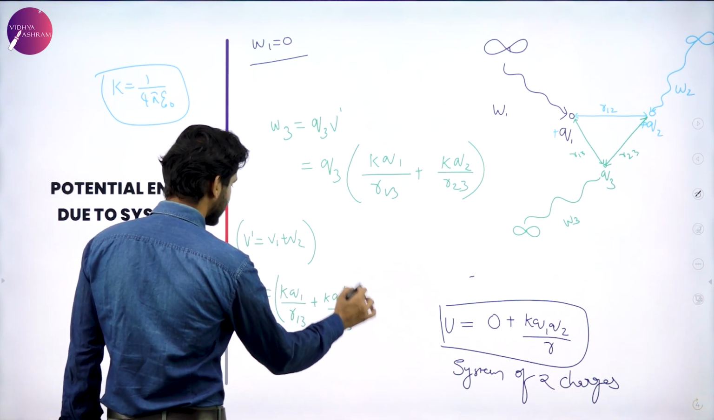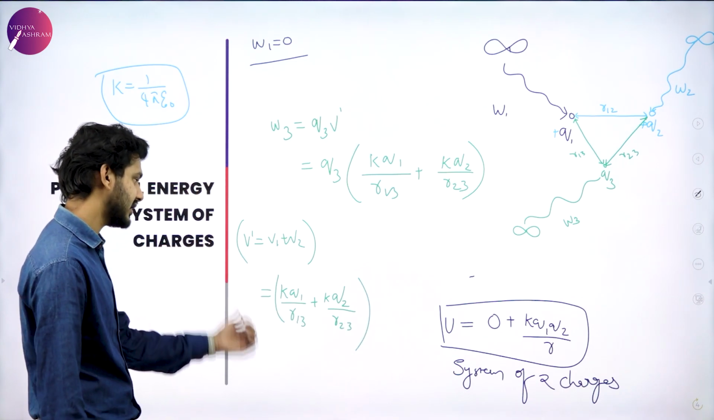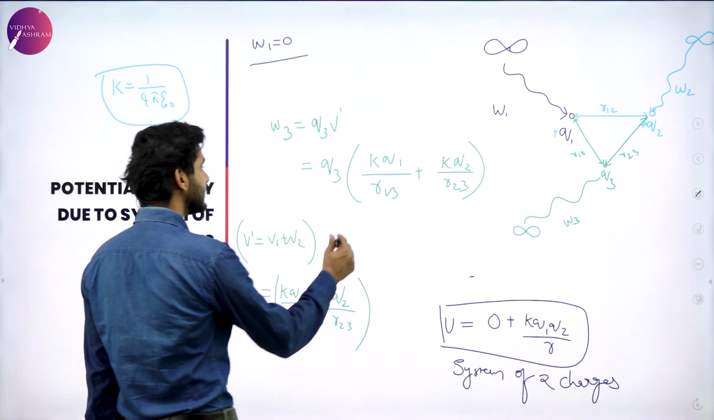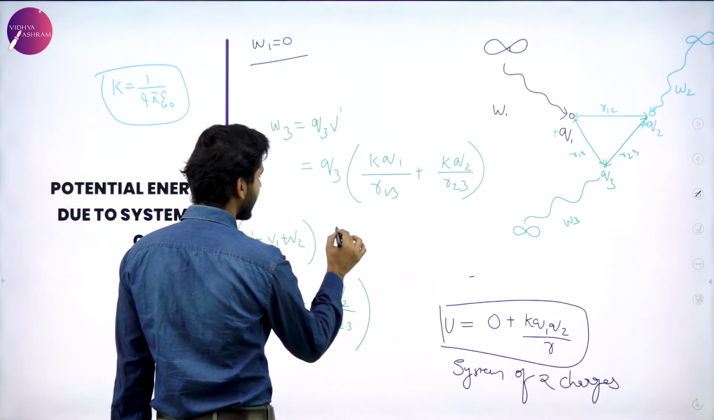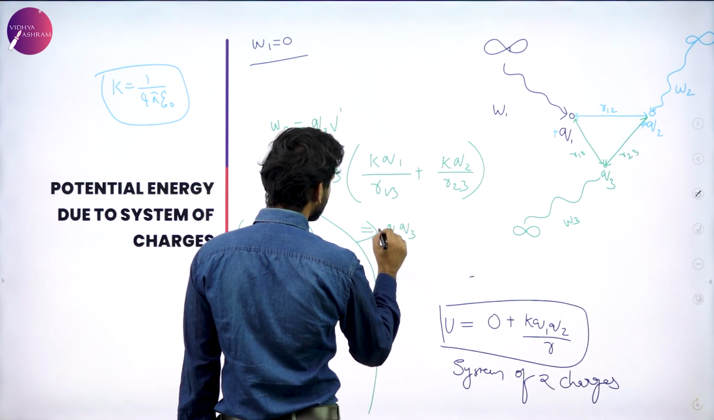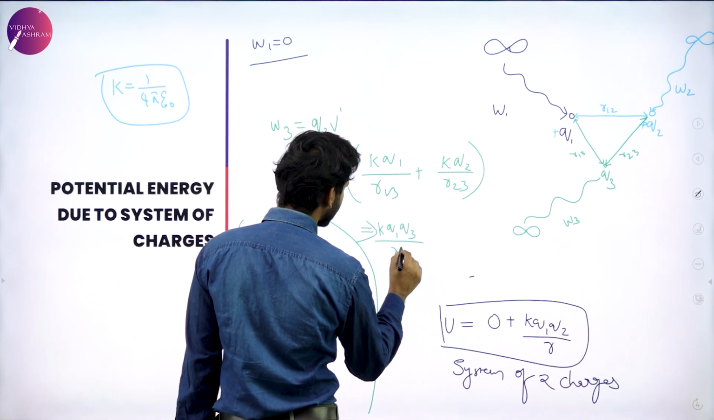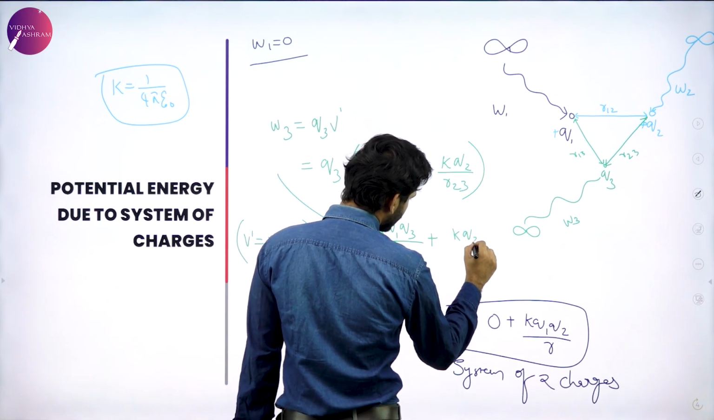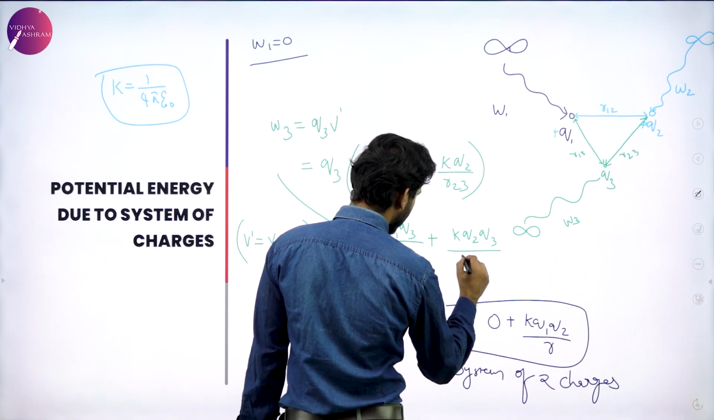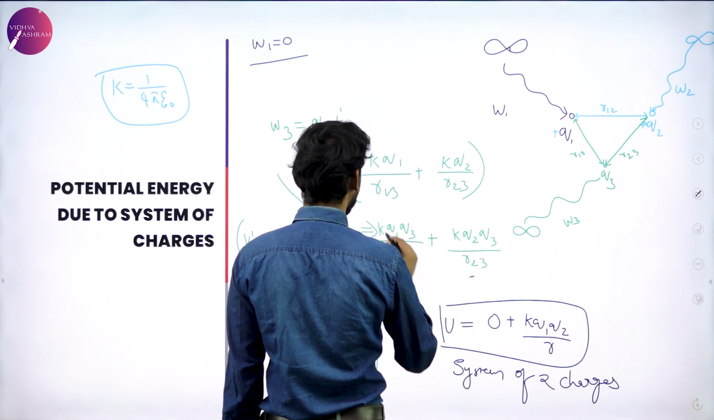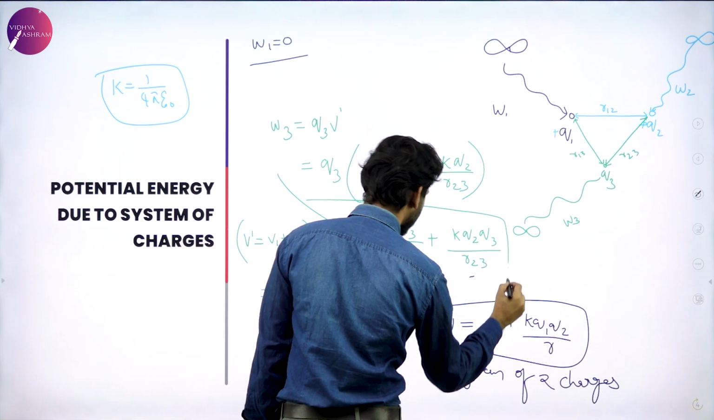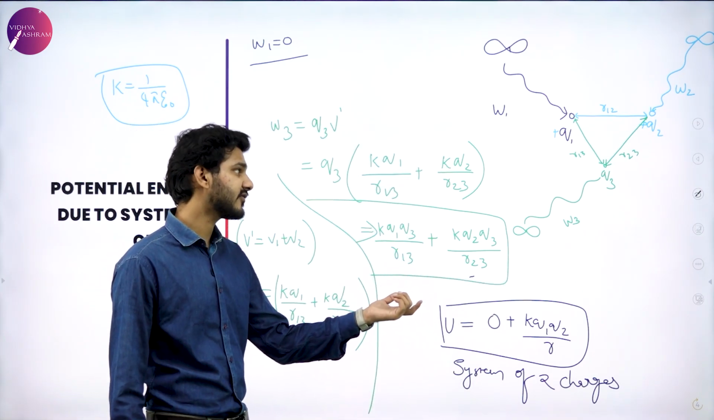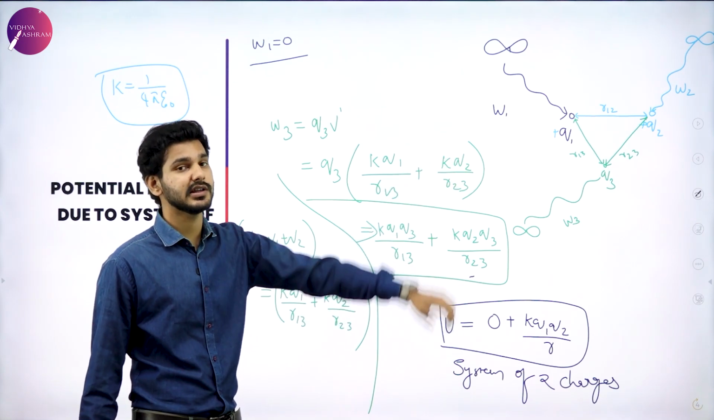So here the common factor is K. We can take the K out, or write it as it is, and take this Q3 inside. That is K Q1 Q3 divided by R13 plus K Q2 Q3 divided by R23, which will be the work done in bringing a unit charge, or any charge, from infinity to that particular third point in space.